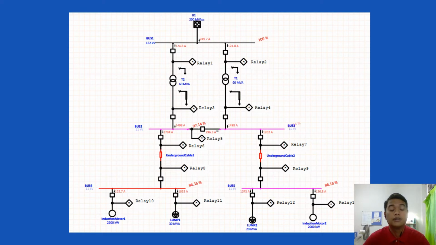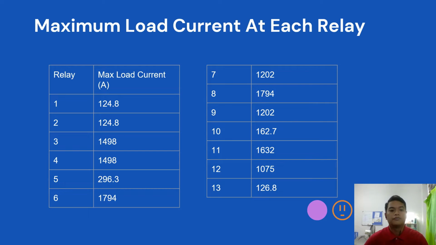So this is our network circuit after we run the load flow calculation. After we run the load flow mode, we will get the maximum load current at each relay, relay 1 until relay 13, as shown in the table.